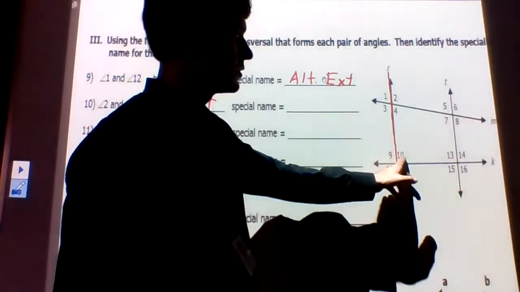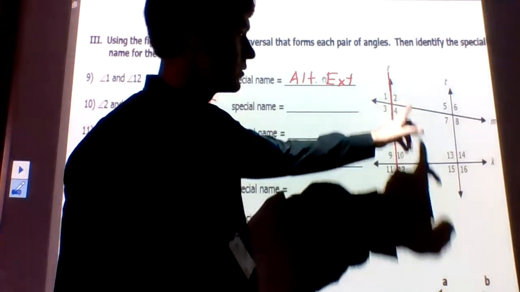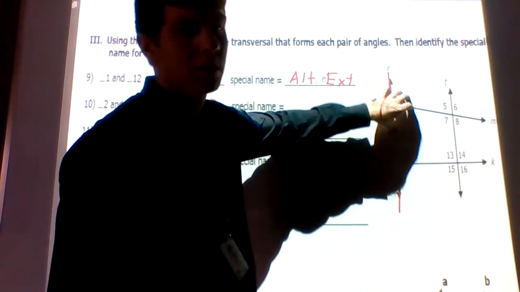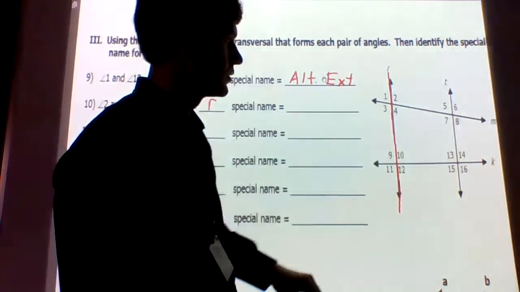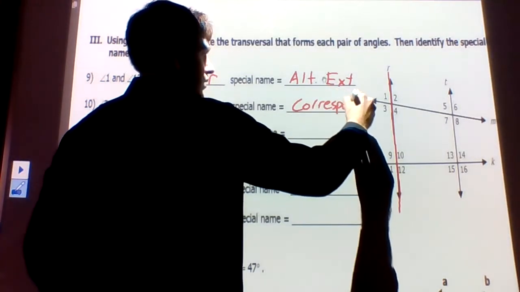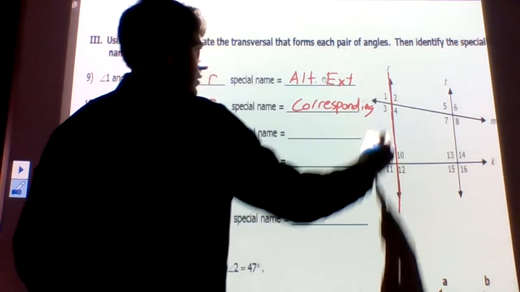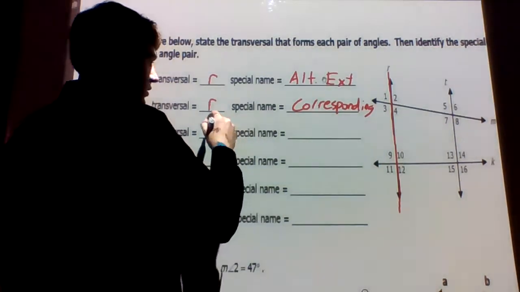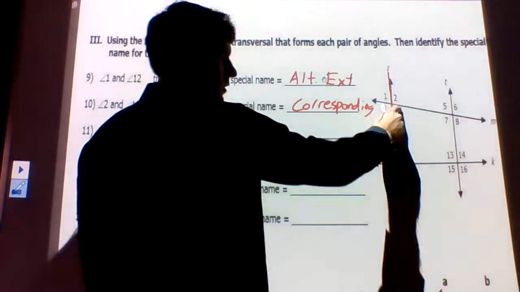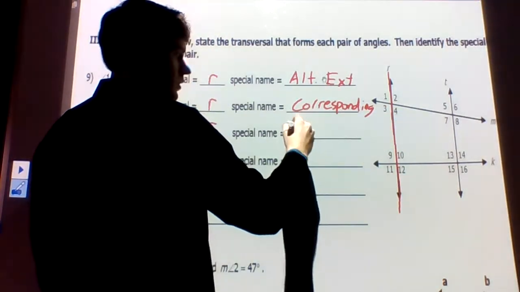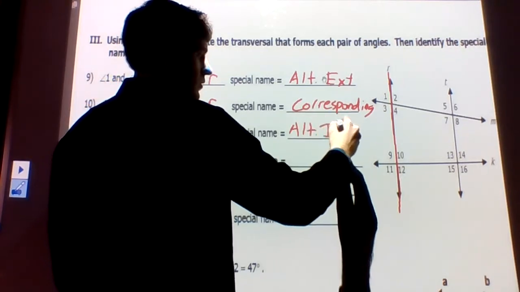2 and 10, this transversal is still going to be R, and they're in corresponding locations. They're both on the same side. One's inside, one's outside, though. Or you can think of it as picking this one up and putting it on top of the other one. 10 would fall on 2, so 10 and 2 are corresponding. 4, 9. Again, we're using R as our transversal. These are alternate sides of the transversal, and they're in between the two lines, so that's alternate interior.